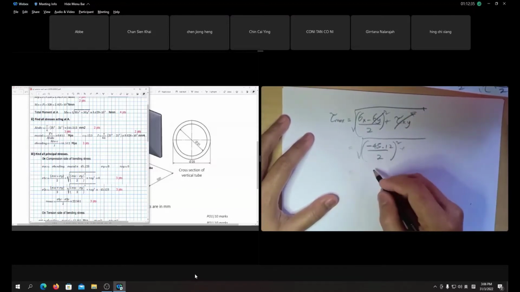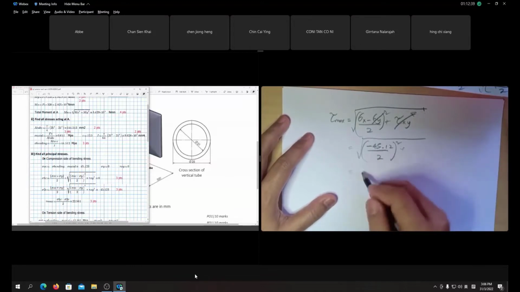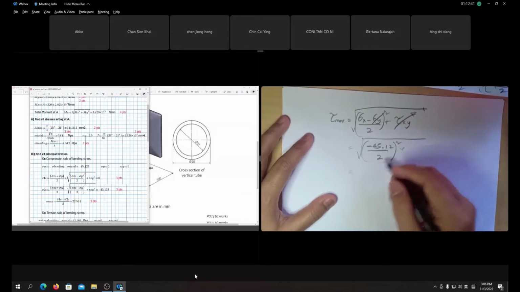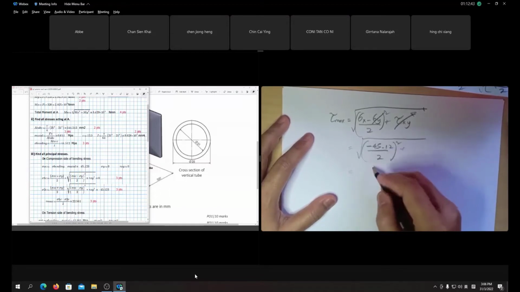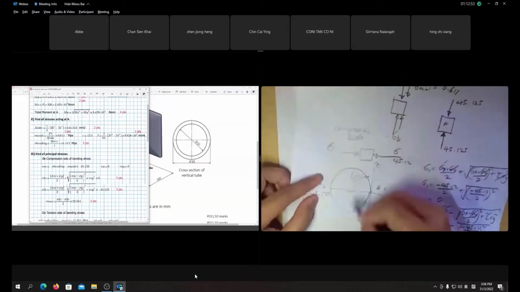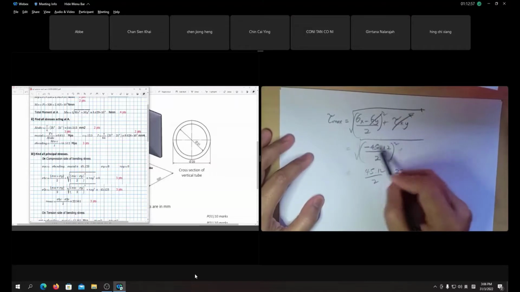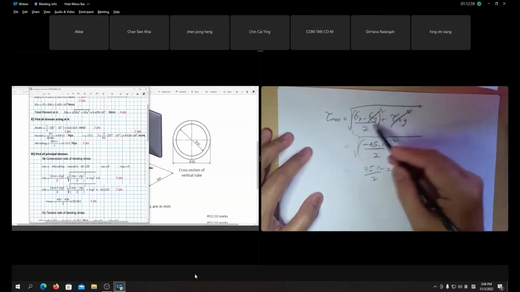minus 2 squared plus this one, 0, there is none. So what? This is negative 45, because of the square, so 45.12 divided by 2, right? So tau max is 22.561. Logically, divide by 2. If you question this, guys, be careful: for compression, this value is negative. Why do we not have tau y?